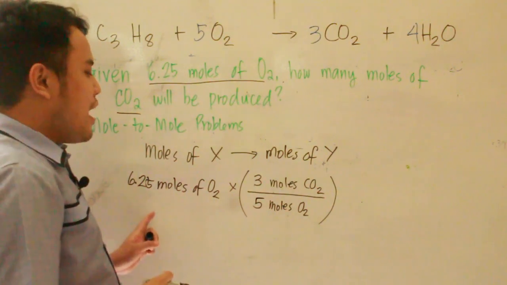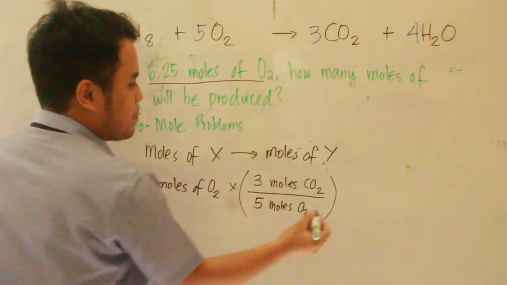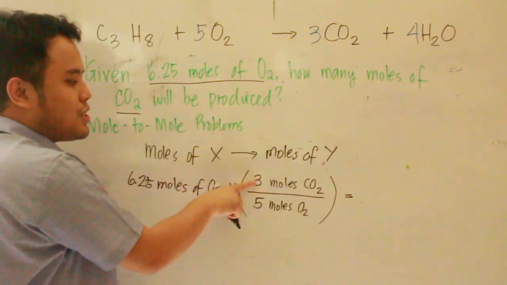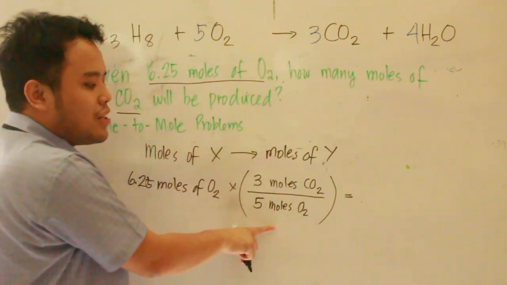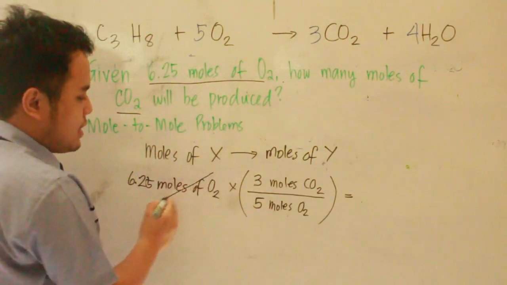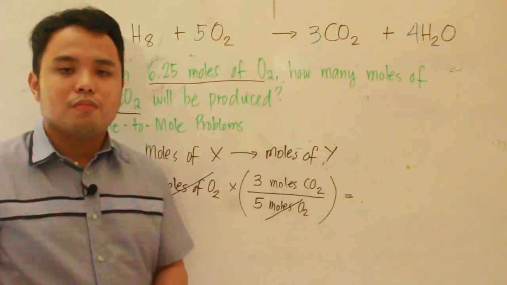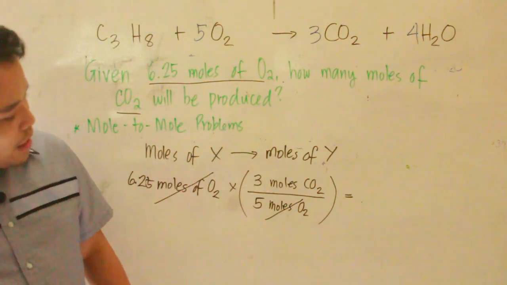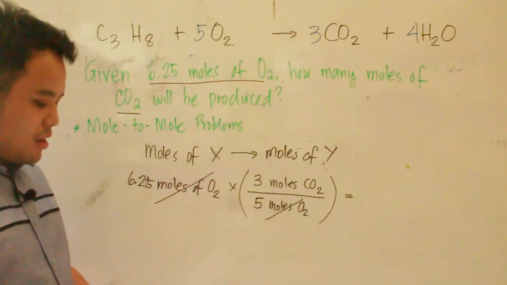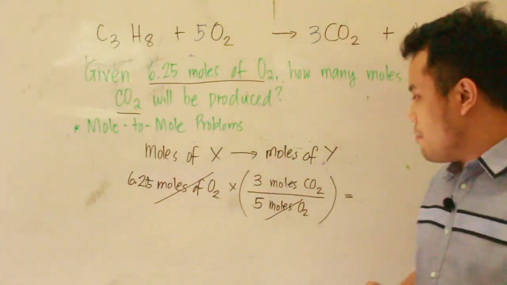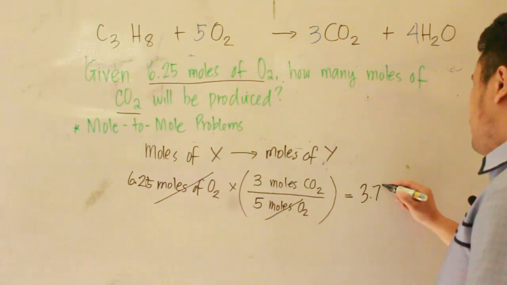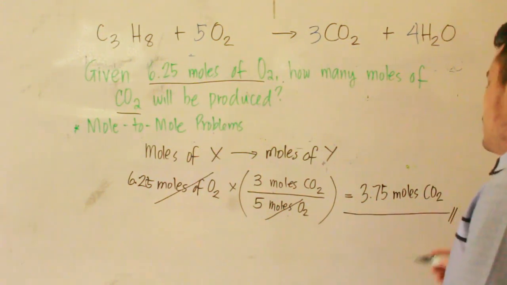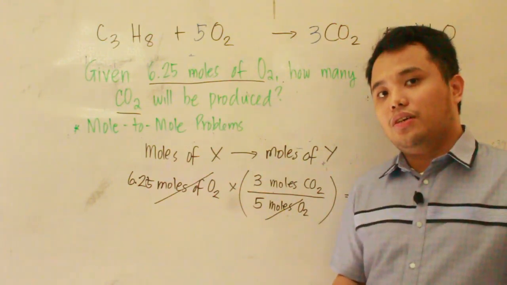After this, we have now moles of carbon dioxide. It would be equal to 6.25 moles of oxygen gas times 3 moles of carbon dioxide divided by 5 moles of oxygen gas. Cancel, cancel. What would be our result? 6.25 times 3 divided by 5. That would give us 3.75 moles of carbon dioxide. This would be our final answer.